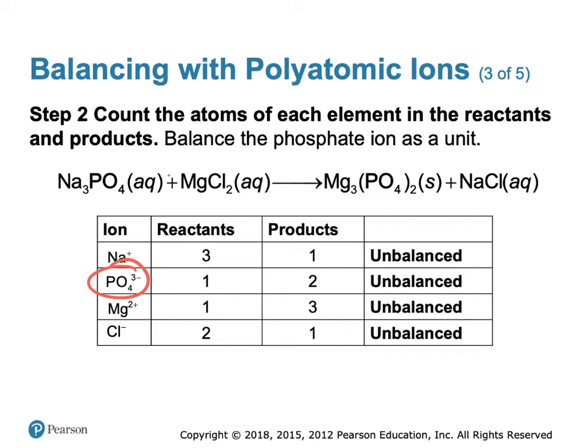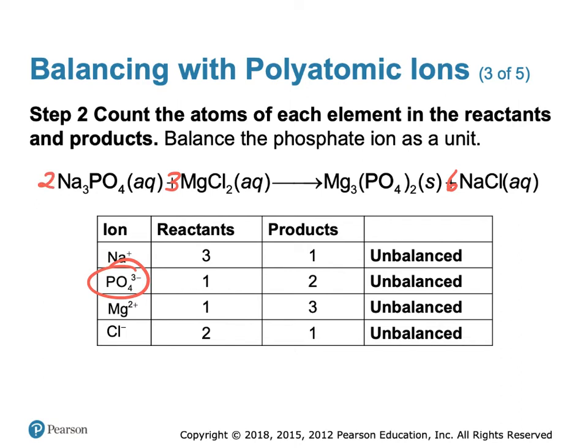I'm going to add a 3 in front of that magnesium chloride. And now I see that my chlorines are unbalanced, so that I have 6 chlorines now on the reactant side and I have 1 chlorine on the product side. So I'm going to add a 6 in front of that sodium chloride. And then I see now I have 6 sodiums on the product side, so I need to put a 2 in front of this sodium phosphate.